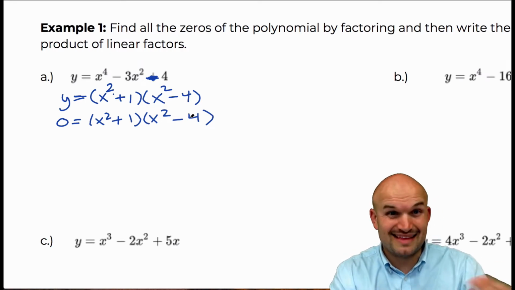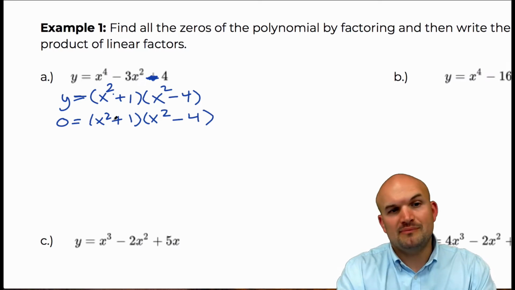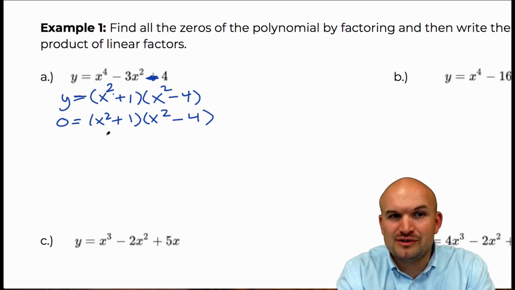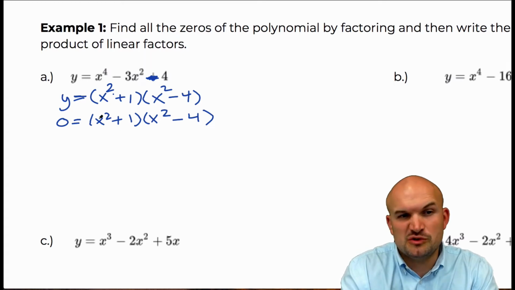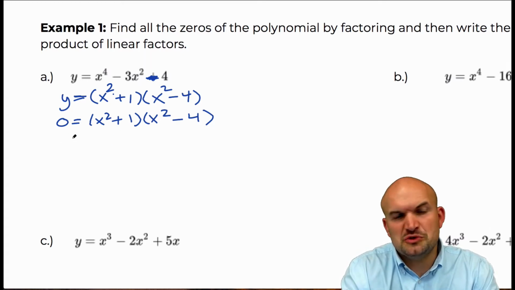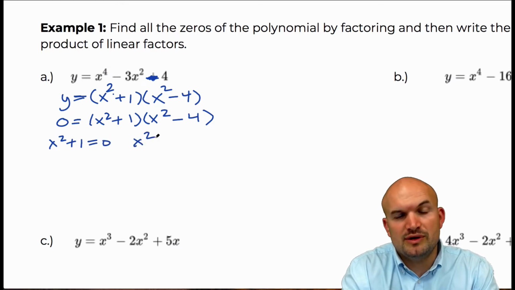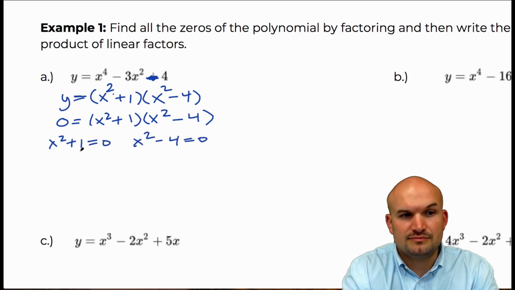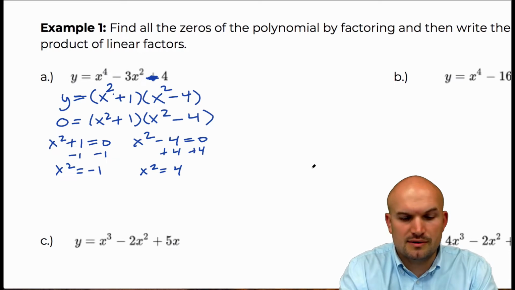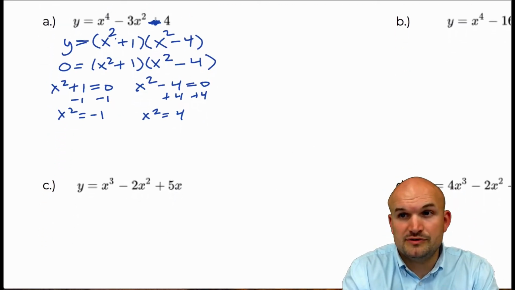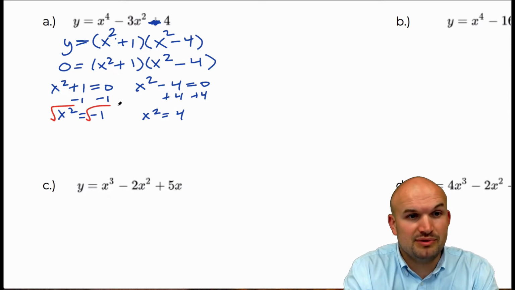Now the x squared minus 4, that's easy to factor, right? That's a difference of two squares. The x squared plus 1 might not be as obvious to you. So even though we could factor this down, let's use the zero product property to find the zeros, and then going from the zeros, we will go to the factors. So subtract 1, and I get x squared equals negative 1, and then add 4, and I get x squared equals positive 4. Now when I introduce the square root, remember, you have to include plus or minus.